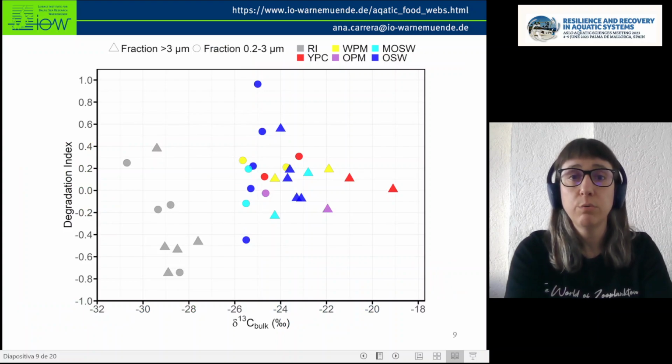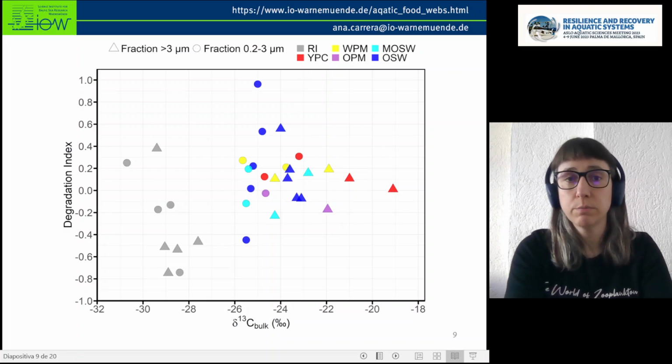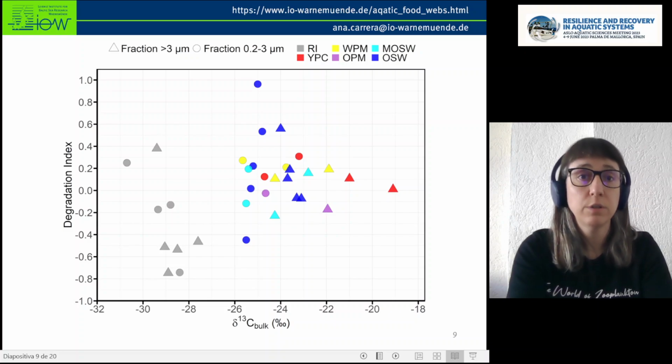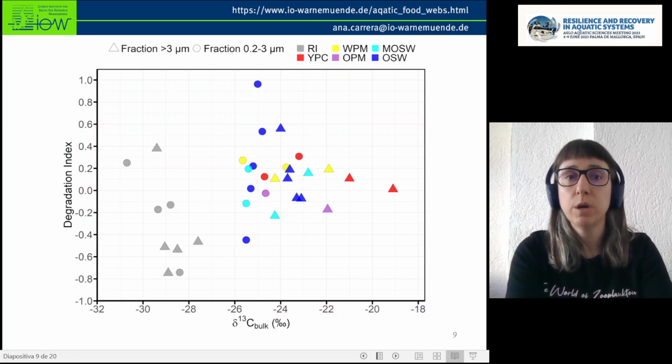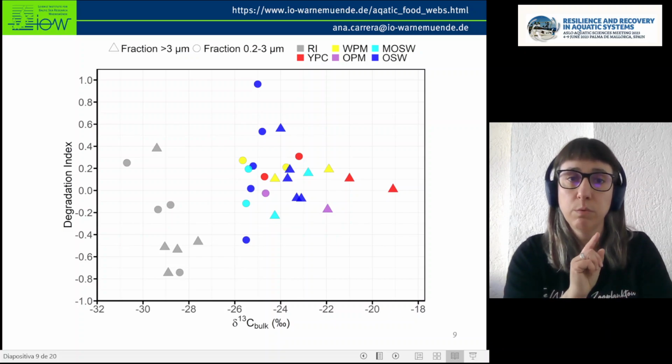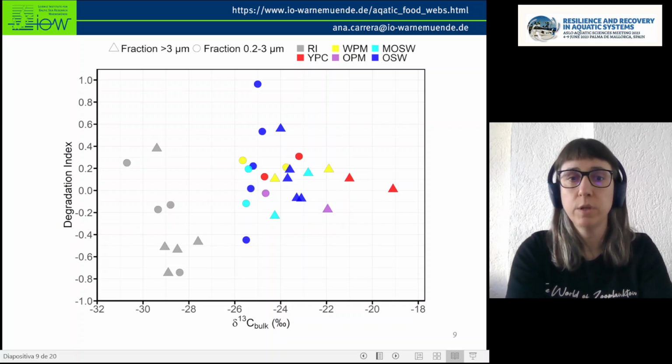And then, let's take a look at the data. Here we have the degradation index that we calculated with the mole percent of the amino acids versus the bulk carbon in the particles. They are separated by size fraction, and you will always see a triangle for the large and a circle for the small, colored by habitat. So remember that we go from the gray, freshest plume, to the dark blue, no plume influence.